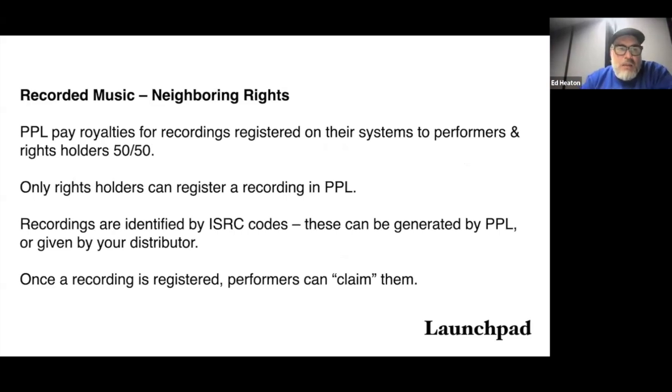So PPL pay royalties for recordings registered on their system to performers and rights holders, and that's split 50-50. So say if £10 is paid for a song being played, £5 will go to whoever owns the recording rights, and then £5 is paid to the performer. How that performance is registered depends on which performer gets paid what. Only rights holders can register a recording in PPL. So if you don't own the right, you can't register it with PPL.